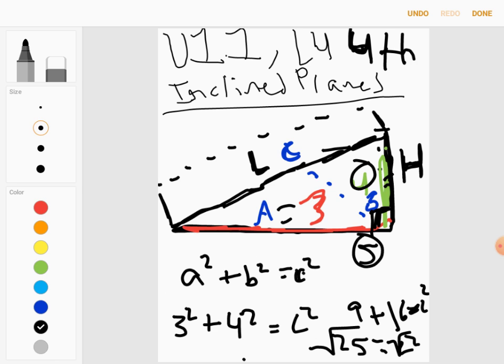And some people probably already knew that that's what C was going to be, because there's a 3, 4, 5 triangle rule. So if A and B are 3 and 4, you already know that C is 5. But I knew that. I just was solving it in case you didn't.